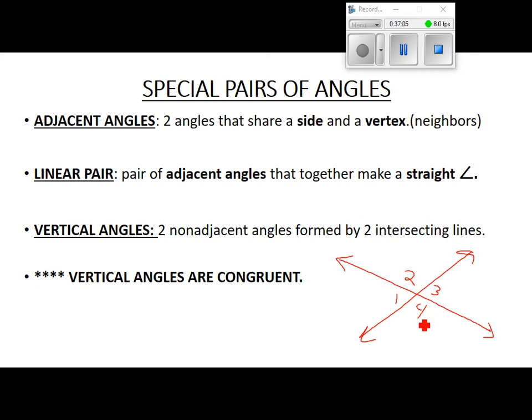We want vertical angles: two non-adjacent angles. If adjacent means next to each other, what does non-adjacent mean? Not next to each other, like across from each other, right? So give me two angles in that picture that are across from each other. 1 and 3, I heard. So angle 1 and angle 3. Those are vertical angles. Give me another pair of vertical angles. 2 and 4. Angle 2 and angle 4.